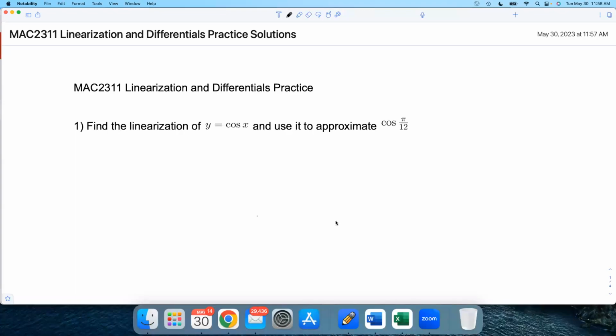Okay, let's do some linearization and differentials problems. Remember with linearization, it's a fancy way of saying find the equation of the tangent line. That's all we're doing. There are a couple of different ways I like to think of this. We like to write this: L of x is approximately equal to f of x0 plus f prime at x0 times x minus x0.